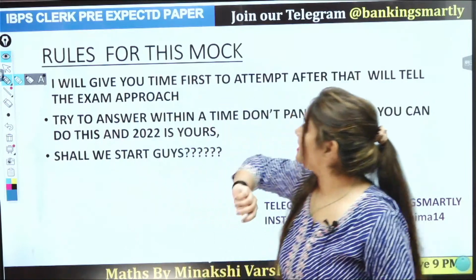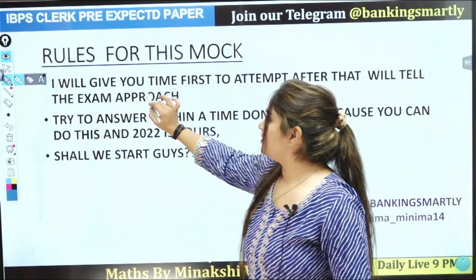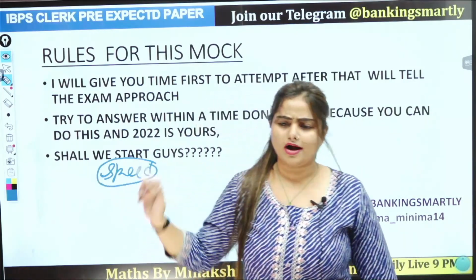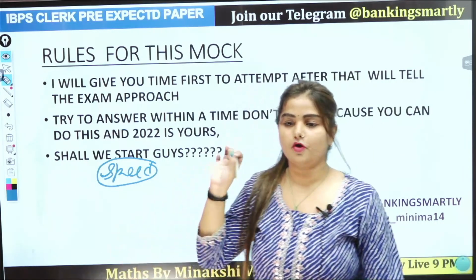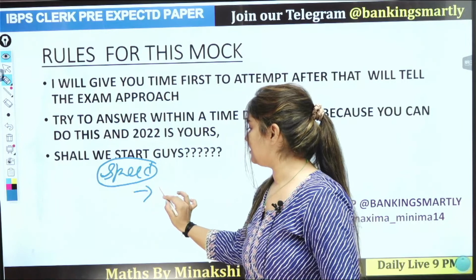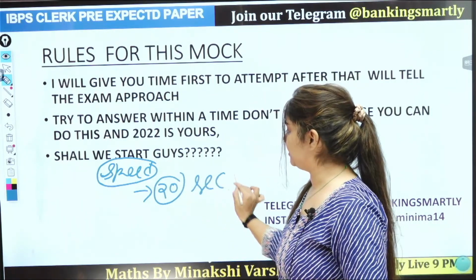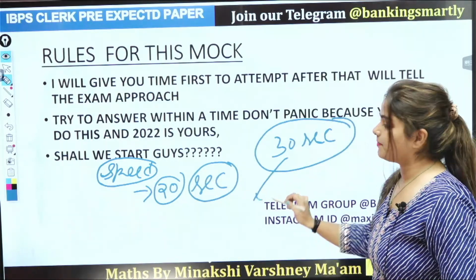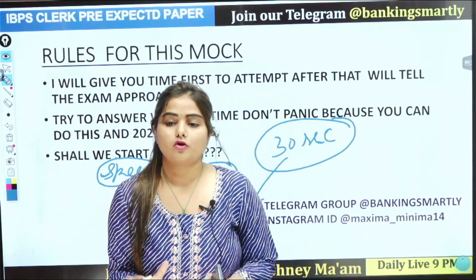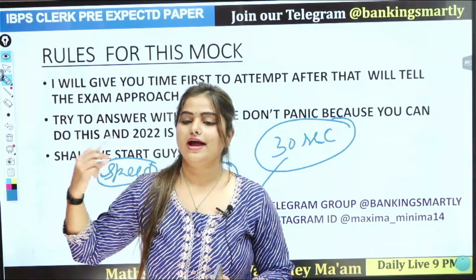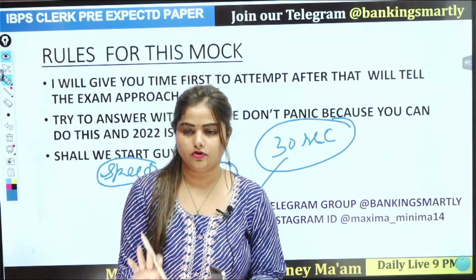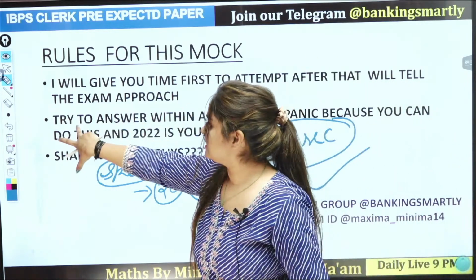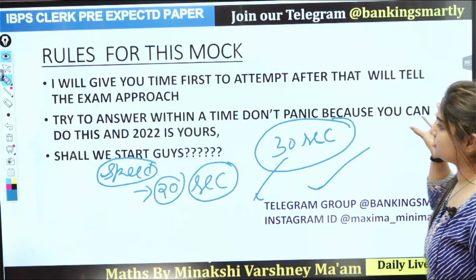Let's see. The rule for this mock is that I will give you the time first for the speed maths topics, that means your number series, quadratic equation, approximation, simplification. For each question I will decide 20 seconds for the speed maths portion and 30 seconds for arithmetic. Sometimes arithmetic is moderate level, so you are not able to do it in 30 seconds, but you can take 40 seconds. I will give you time for it. The second thing is to try to answer within the time. Don't panic, because you can do it.